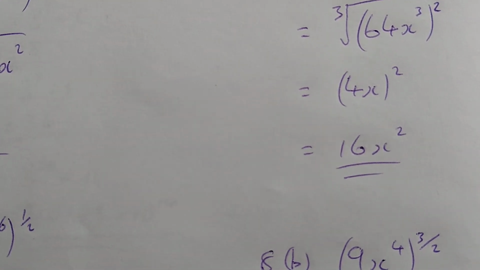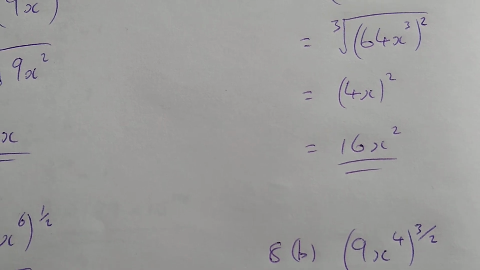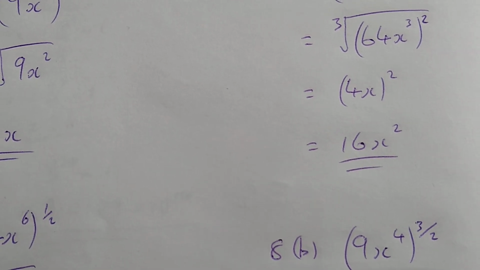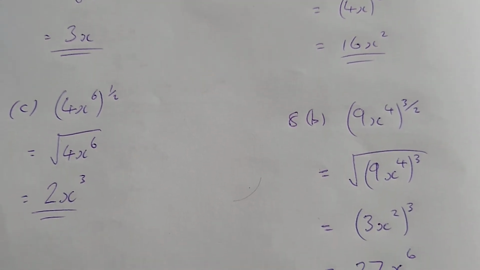And remember, we still need to square that, so we're going to do 4x all squared. Remember, we're squaring everything inside the bracket there, guys, so we need to square the 4 as well as the x. So 4 4s are 16, x times x is x squared.